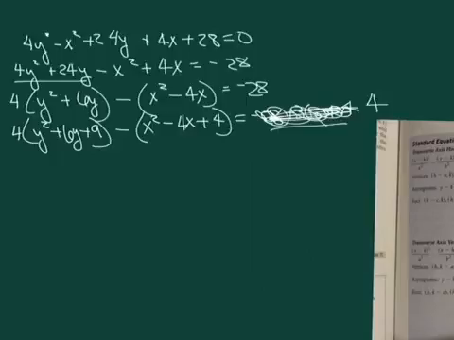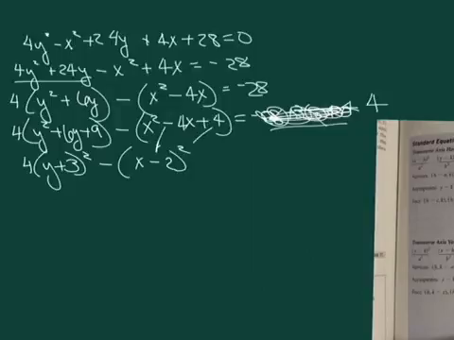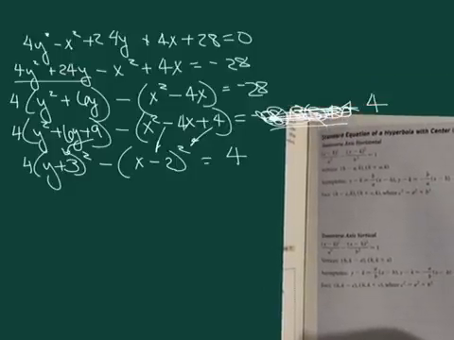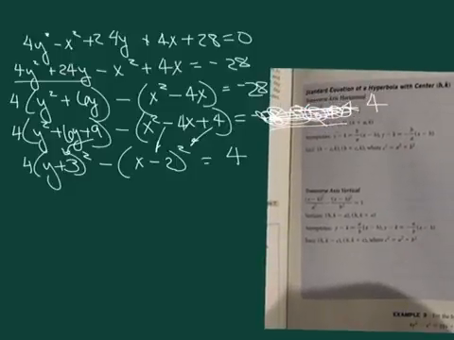Alright, so let's go ahead and write this. So we have 4 times y plus 3, quantity squared, minus x minus 2, the quantity squared. Hopefully you remember that. The sign goes there. Square root of that is the 2. Square root of that goes here. And that equals 4. Okay, so according to this here, let's see which one we've got.